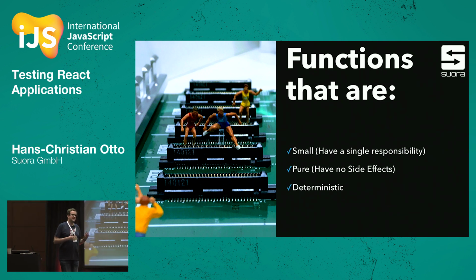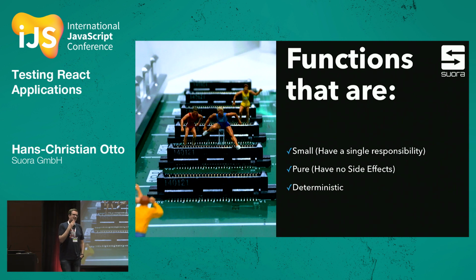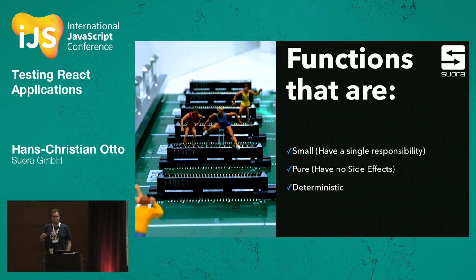Also, they're deterministic, so whenever they get the same input, they return the same result. This is something that makes code very easy to test. And this very often applies to business logic. Quite often it does not apply to UI components, for reasons that I most of the time do not understand. Because if you think about the small parts of your application, most of the time you can split them up into small, pure, deterministic parts. And that's what we're going to do today.